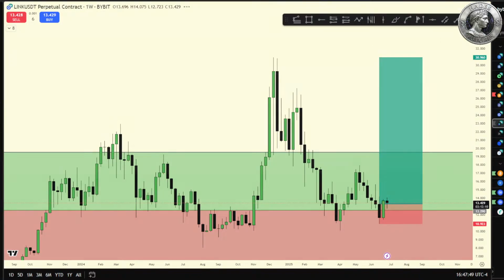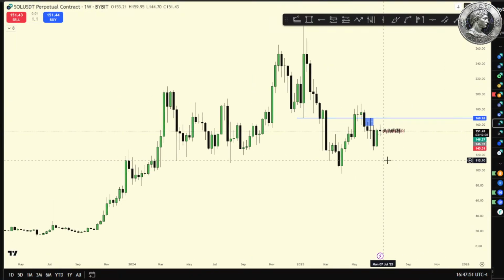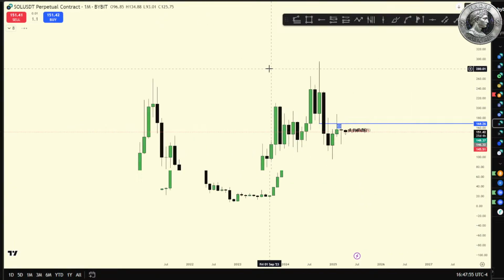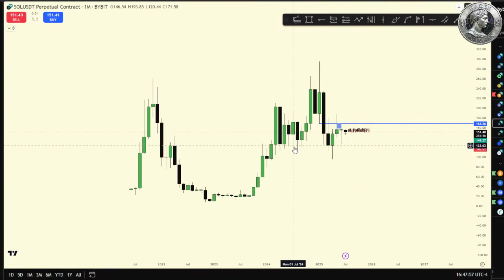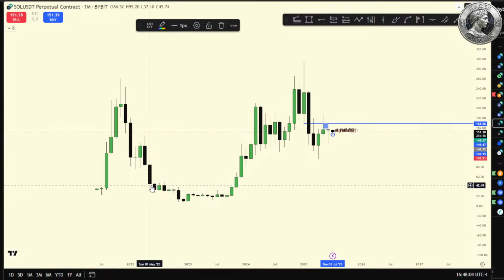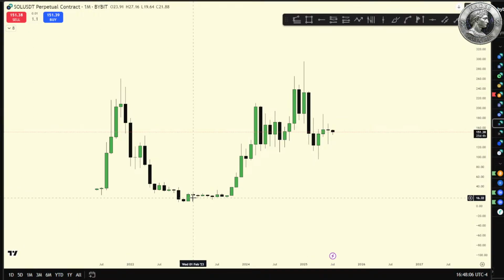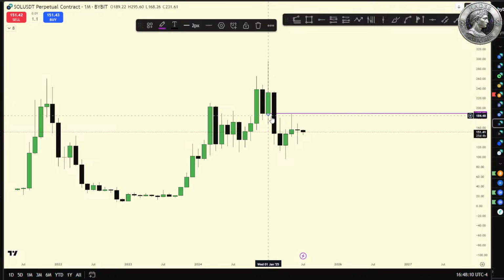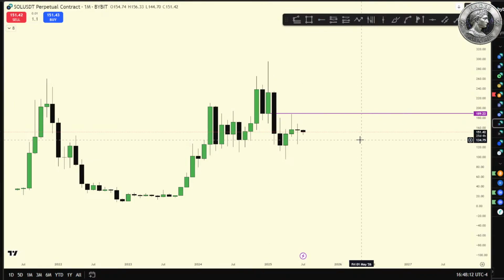So not too shabby. Solana, I'm actually bearish on Solana. It hit all-time highs. It sweeps this liquidity. But if you notice, after taking the high and breaking below, it becomes an order block.